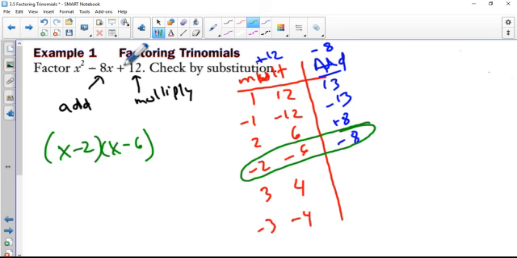So just to highlight what we've done here. We have to look at two numbers that multiply to give us plus 12. So those are the values that we set up in our table. Then we have to find out which ones add to give us minus 8. So once we've done that, we get the values of minus 2 and minus 6. We don't change the signs, we don't do anything, we just write them in brackets. x minus 2 and x minus 6 as our factors.